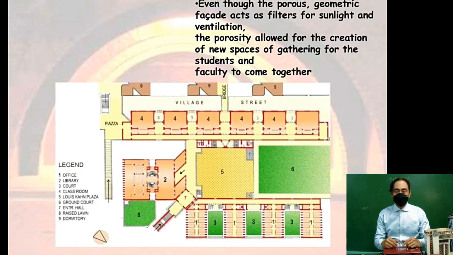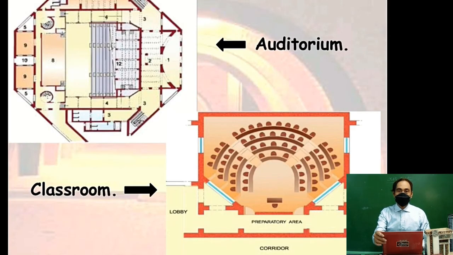Even though the porous geometric facade acts as a filter for sunlight and ventilation, the porosity also allowed for the creation of new spaces of gathering for the students and faculty to come together. The auditorium and the classroom.